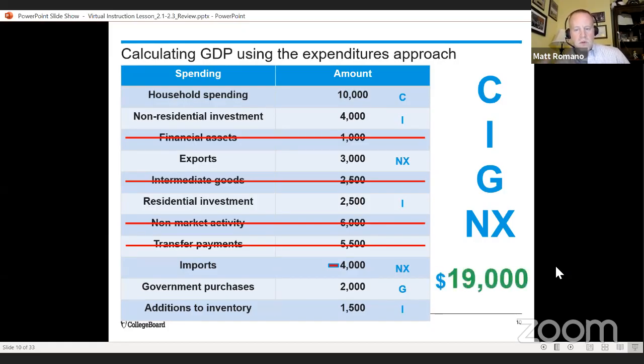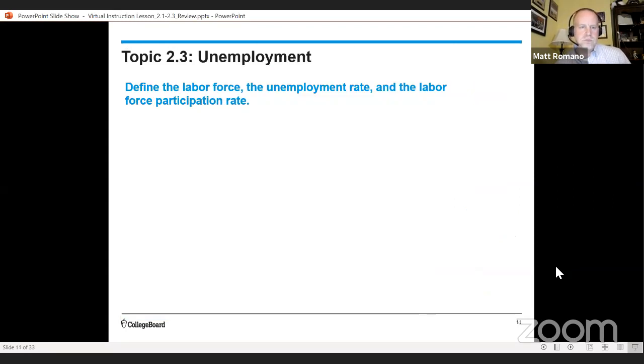And in this example, you would come up with a GDP of 19,000. Maybe it's 19 billion. I didn't specify units. All right. So again, that's an example of how you could see that applied in a relatively simple way, but again, reflecting those real numbers that I showed you from the Bureau of Economic Analysis. All right, let's move on to unemployment.